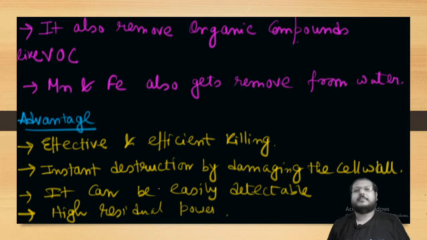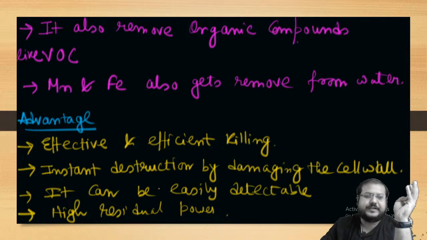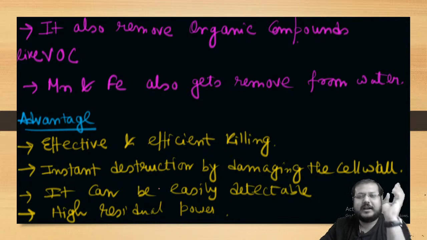It also removes organic compounds like volatile organic compounds from water. Manganese and iron, the two color causing ions, will also get removed from water. Advantage is effective and efficient killing is ensured, instant destruction by damaging the cell wall. It is easily detectable. So all the positive points: high residual power, effective and efficient killing, fast rate of killing, easily detectable.